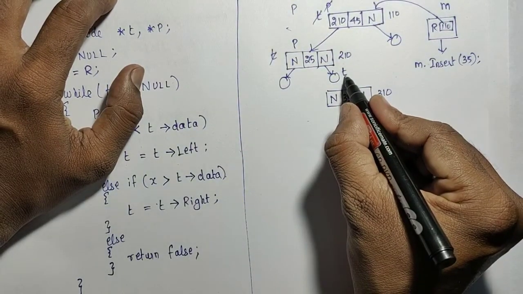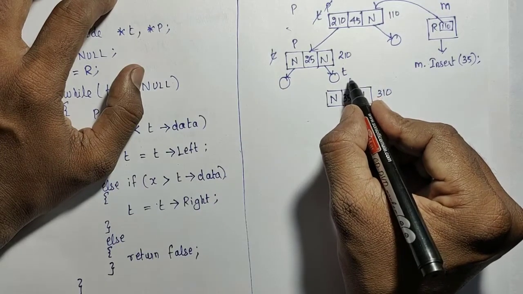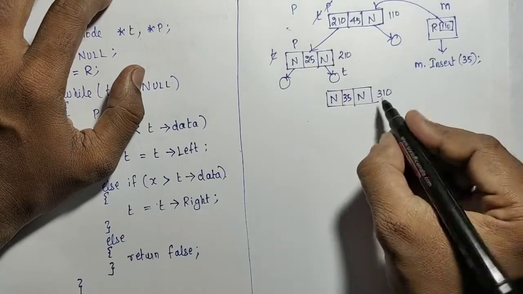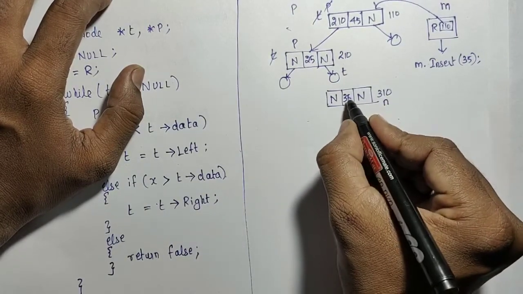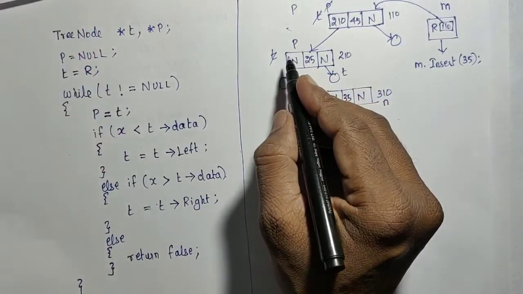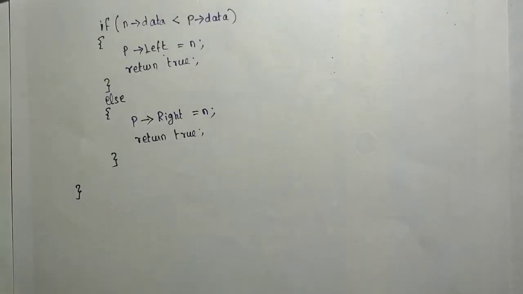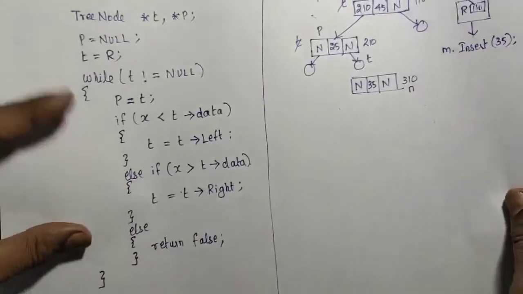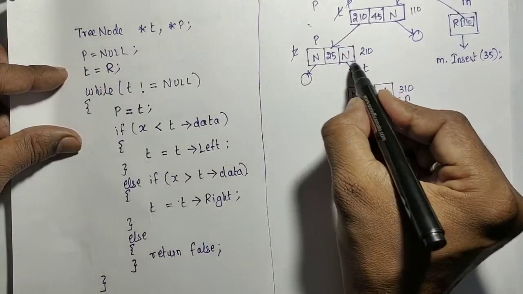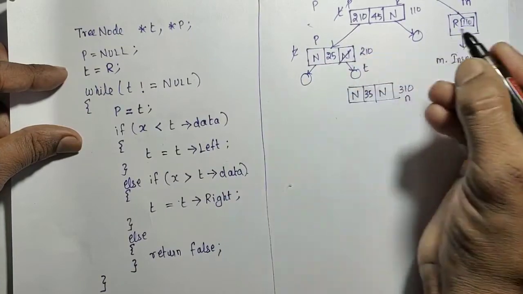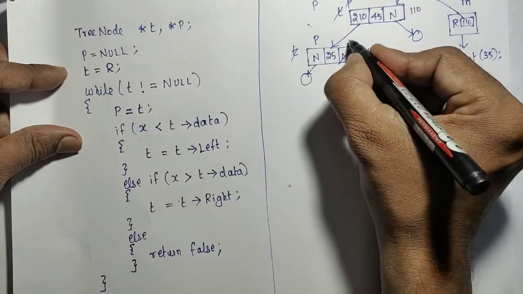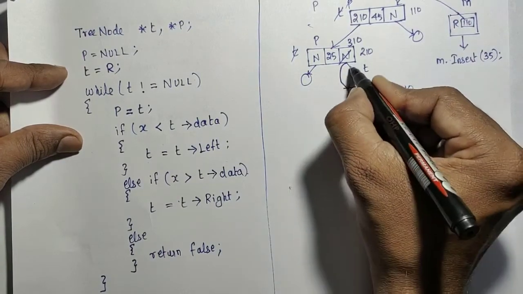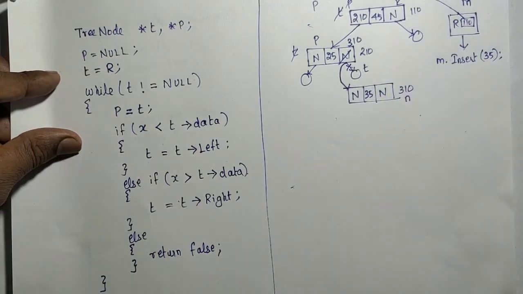When t reaches null, the loop gets terminated, and at the end of the loop, the p data and n data will be compared. This is the n data, so 35 is greater than the p data. That means I have to do p of right equals n. So p of right, which is this one, will be changed to n, whose value is 310. It means that this link will be created, and this link will be cut.